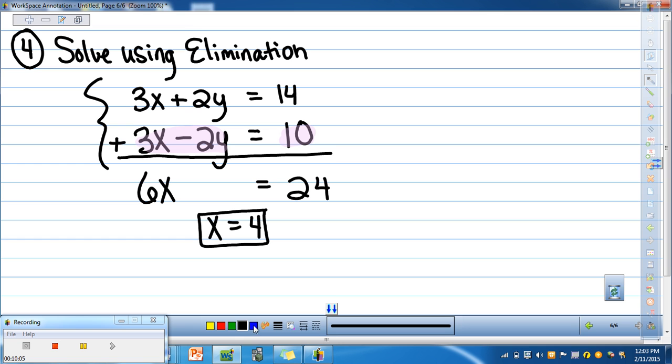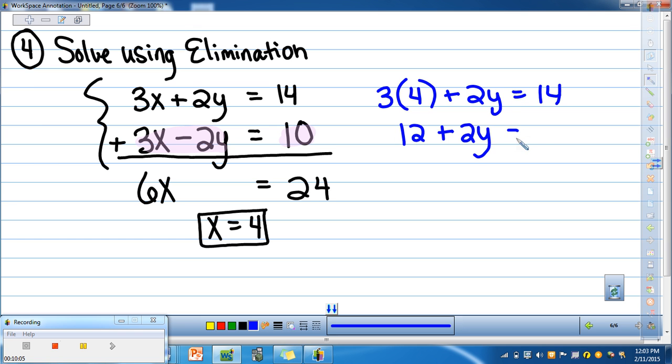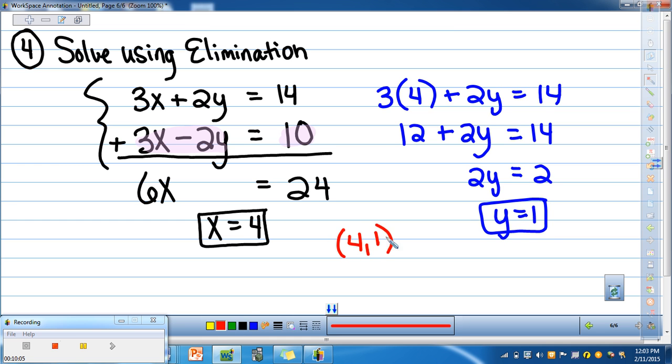Now to get our y value, there's probably not an easier equation to plug it into. Either one is fine. Let's go ahead and just plug that x value into the top equation to solve for y. But you would still get the same answer if you had plugged it into the bottom equation. So it's minus 12 from both sides, divide both sides by 2, and we get that y is 1. Final answer, as an ordered pair, 4, 1.